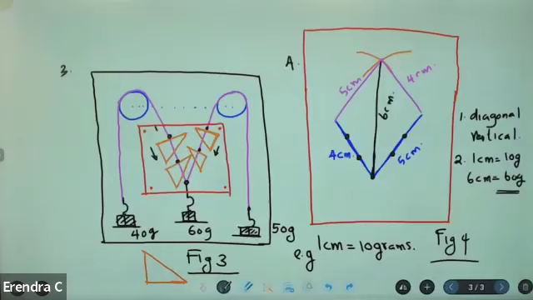Earlier one, everyone finished, no? Quick to draw. Figure 3, figure 4.